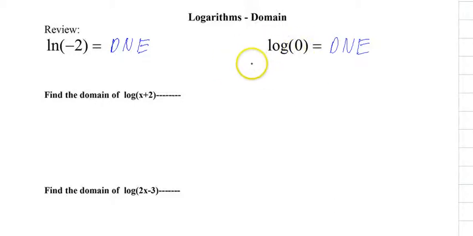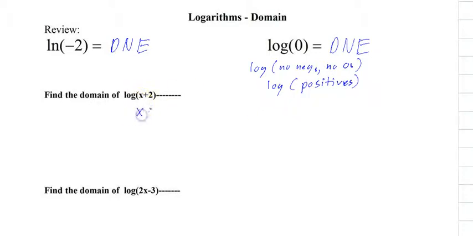That's the whole idea. We can't have, inside, no negatives, no zeros. Okay? So no negatives, no zeros means all we can have is positives, which means that what we have inside must be greater than 0. And that's how we find the domain. So x is greater than -2. Just subtract 2 from both sides. And that is our domain.